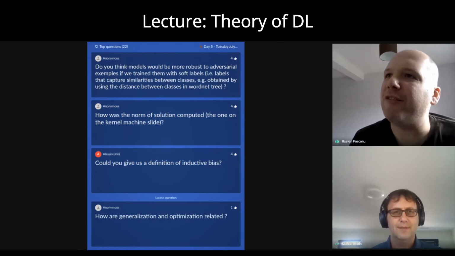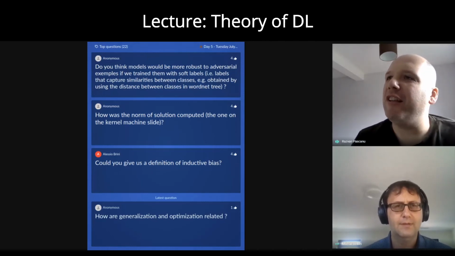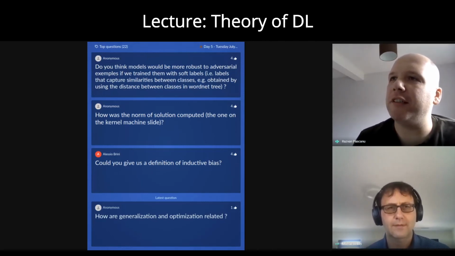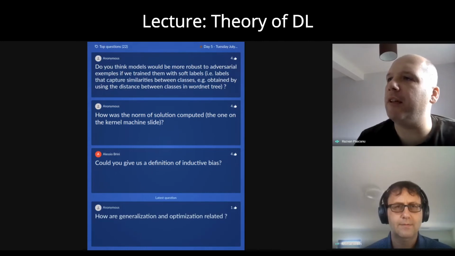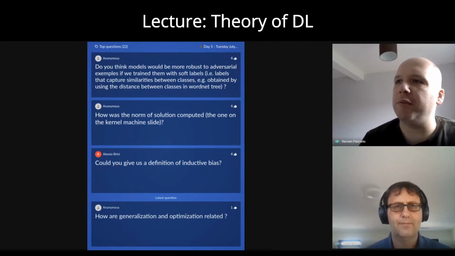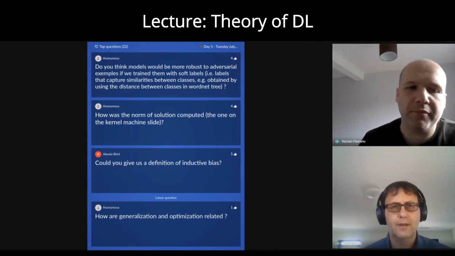Cool. So for the next question, do you think models would be more robust to adversarial examples if we train them with soft labels, labels that capture similarities between classes, for example, obtained by using the distance between classes in the WordNet tree?